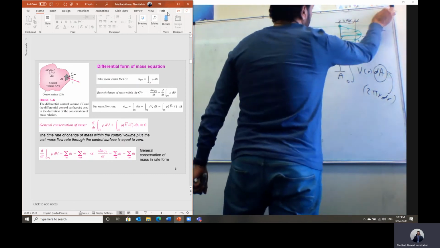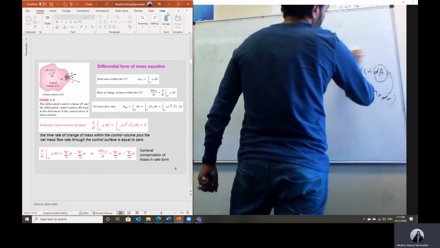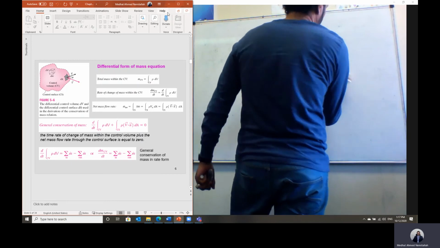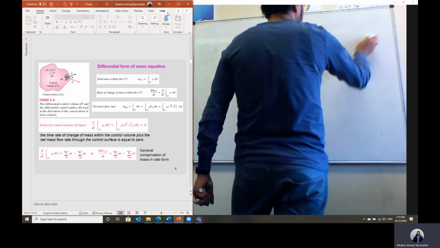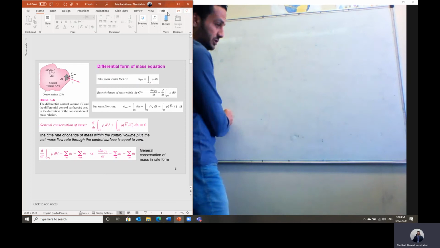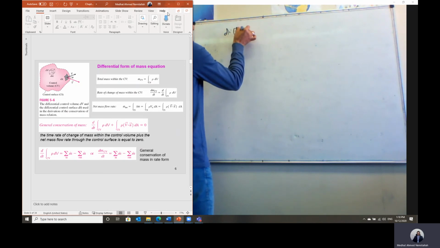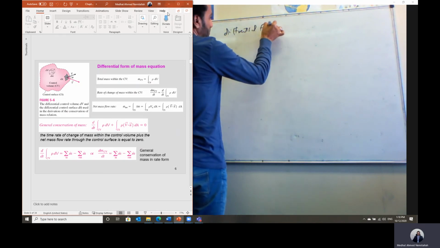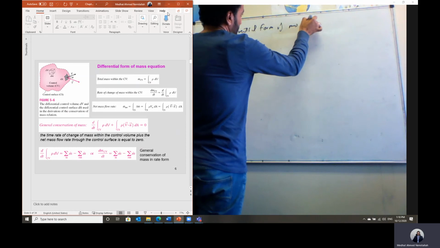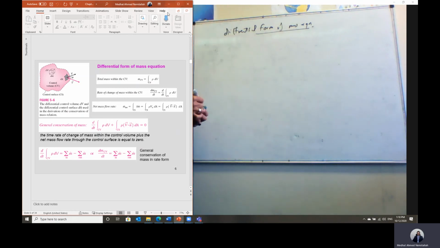We can also develop this integral form of the mass equation from the differential form. So let's consider the differential form of the mass equation. Differential form means we have to take an element and do the integration. Then in this case we can get the integral form to calculate the mass transfer within a system.